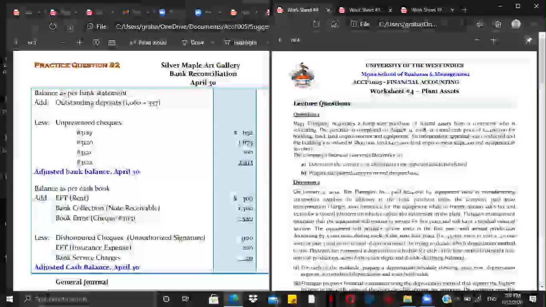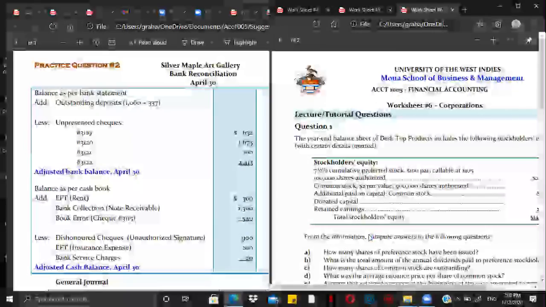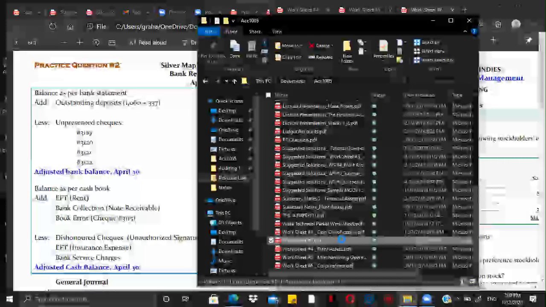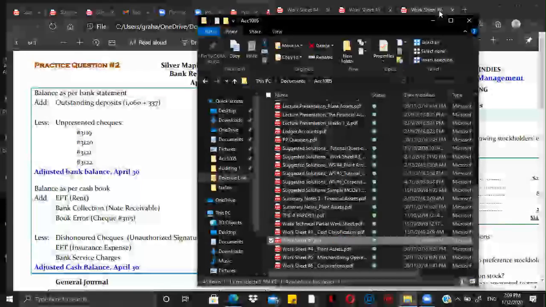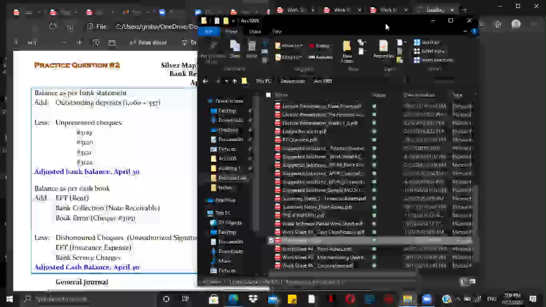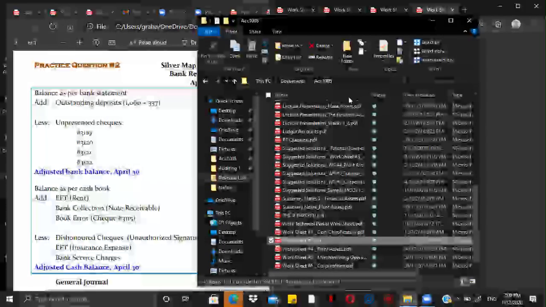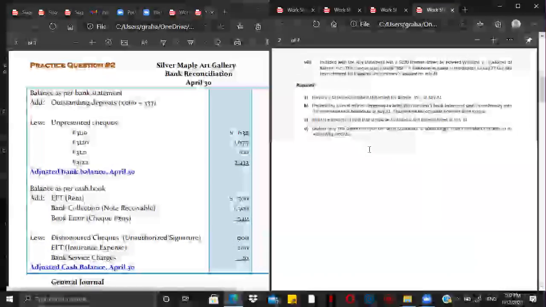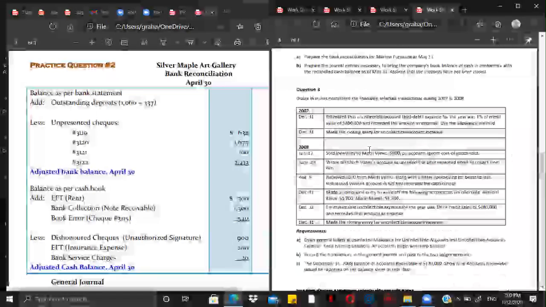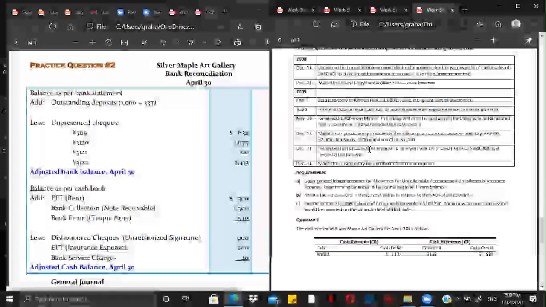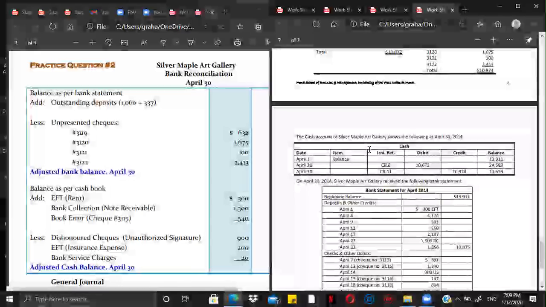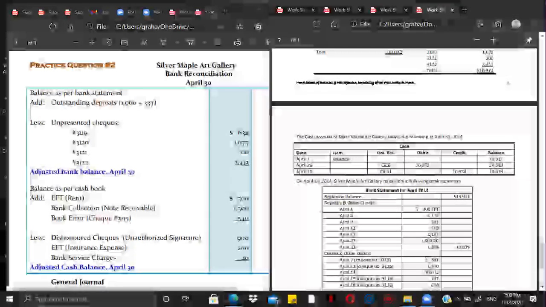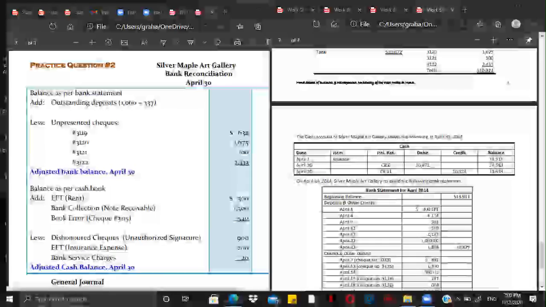Yeah, that is receivables. Should I go over bank recon? All right. So bank recon, same practice, same worksheet 3, practice question 2. Guys, please look at the question so that you can see what I'm doing. Try to see if I can bring up both.